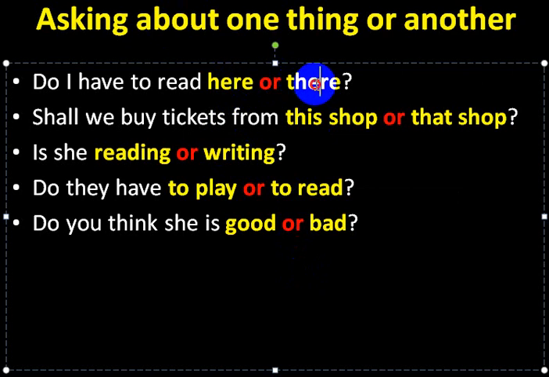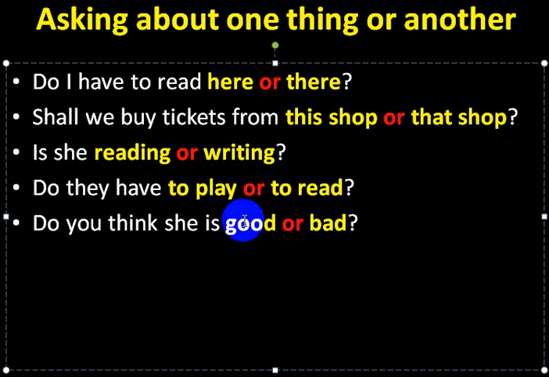And we have two sides. Here, there. This shop, that shop. Reading, writing. To play, to read. Good, bad. On both sides of or in the middle, we have left and right. The two sides should be parallel. This means what? Here is an adverb of place, so if you have an adverb of place on one side, on the other side you should also have an adverb of place. This shop or that shop: noun phrase, noun phrase. Reading, writing: ing, ing. To play, to read: infinitive with to, infinitive with to. Good, bad: adjectives on both sides.